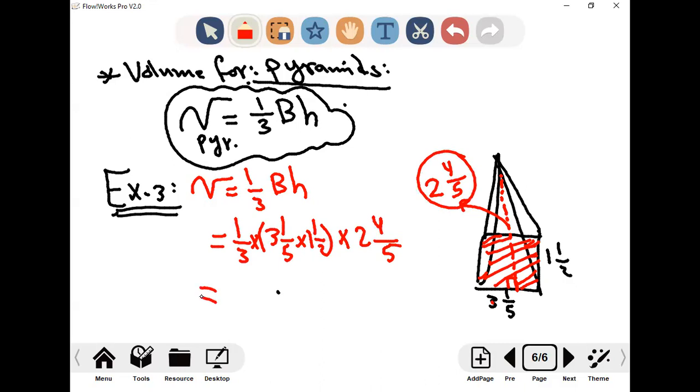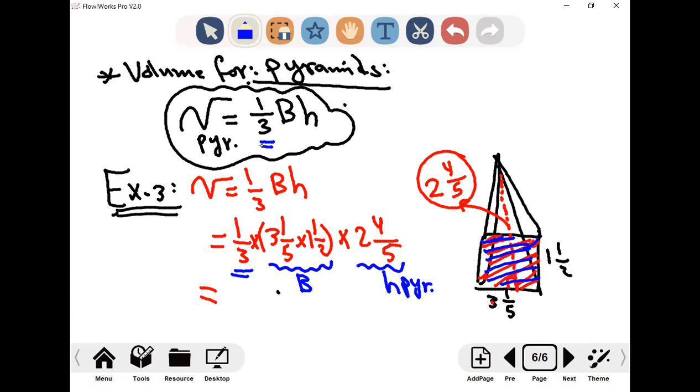You understand? Now focus. This is 1 over 3. What's this? The big B, which is length by width. Why length by width? Because the base is a rectangle. What's the area of the rectangle? Length by width, right? Multiply by the height of the pyramid, the height of the whole pyramid. Do you understand? From where do we get this 1 over 3? From the formula. The formula has 1 over 3, not from me.